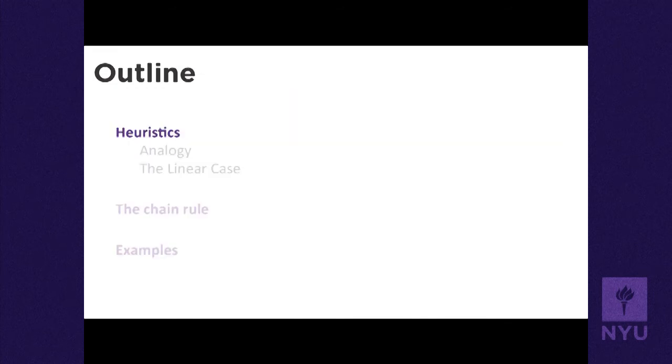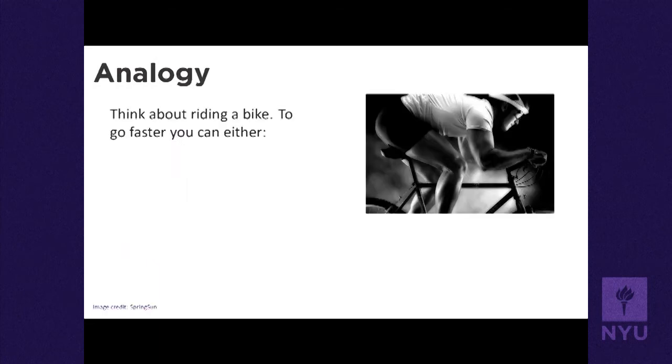Well, again, I have an analogy. It's not delicious, but it is at least metaphorical. So let's think about riding a bike. We're riding in the Tour to NYU, which doesn't have many hills in it, but that's okay. And we want to go faster. Well, if you've ridden a bike that has multiple speeds, then you know how to go faster. There are a couple of ways. You can pedal faster, or you can change your gears.